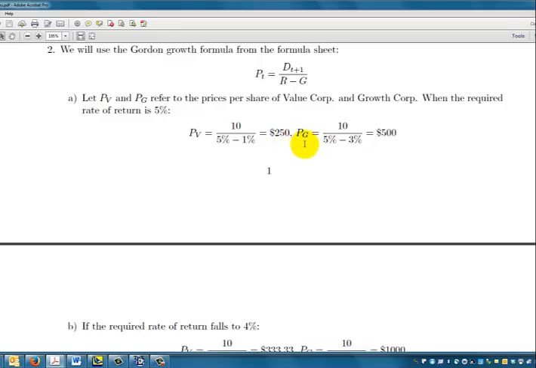For the growth company, we do the same calculation, but on the bottom we have 5% minus 3%, which is 2%. So that's multiplying 10 by 50, and we get $500. So in part A, the growth firm is worth twice as much as the value firm.